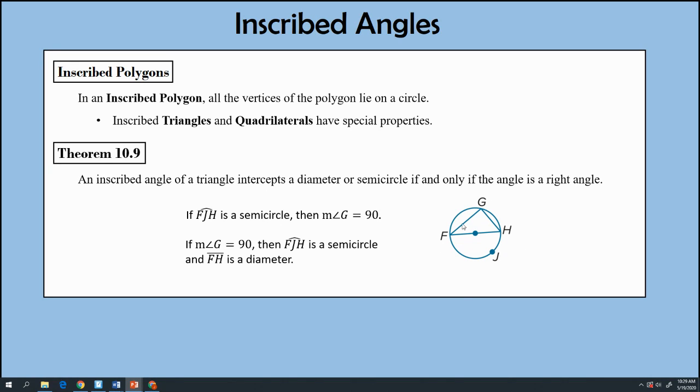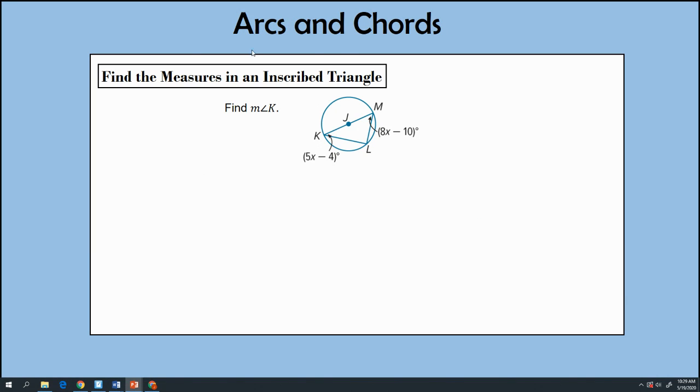Now, these are all facts you can get without necessarily having to know this theorem because you understand an inscribed angle is half the arc it intercepts. It just kind of brings to your attention looking for diameters and inscribed angles. It helps put it all together. So let's look at an example question of this. They're asking us to find the measure of angle K. So this is an inscribed angle K within this inscribed triangle in the circle.